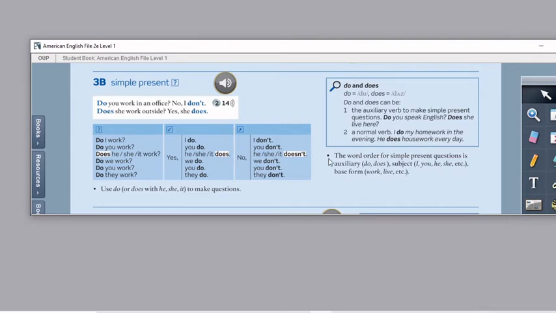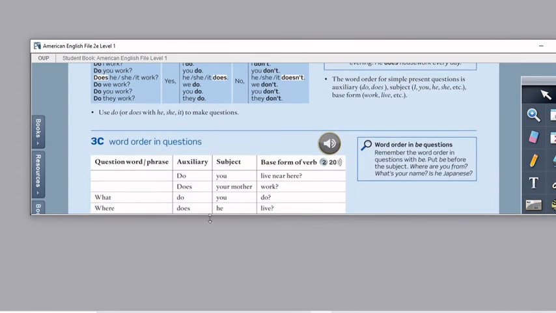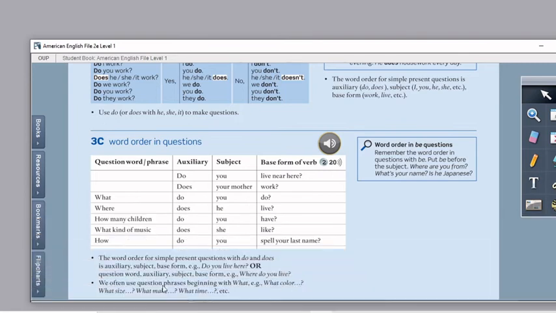Finally, we have the last bullet point. The word order for the simple present questions is auxiliary do, does, subject. These are the examples, and the base form of the verb. Remember that in questions, the verb goes normal. The only difference is that you use does for he, she, it. That is the explanation. Good job. Now let us practice. Let's go to the next page.